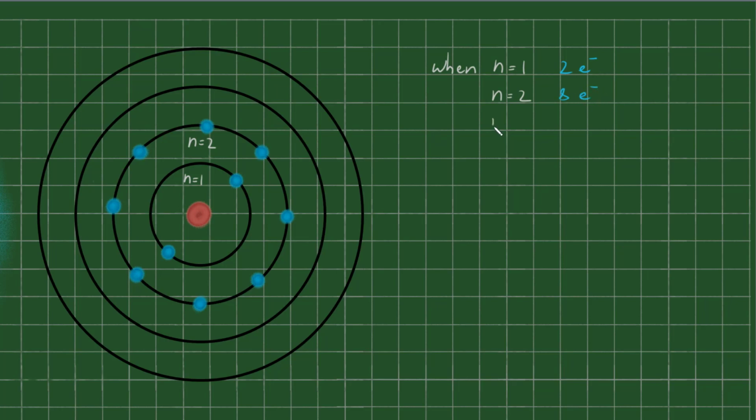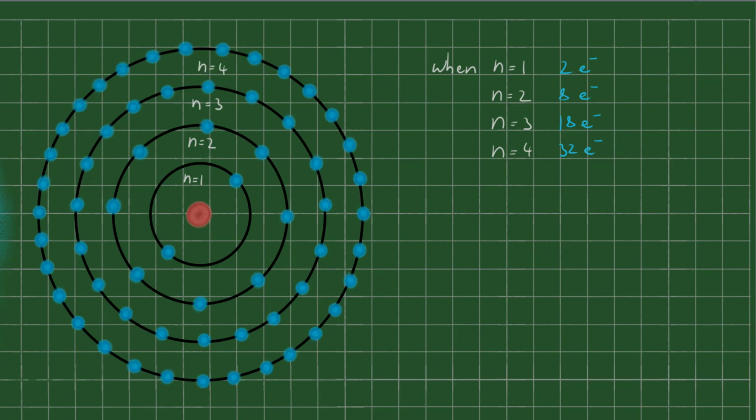What happens when n equals 3 and when n equals 4? Well, when n equals 3, there can be 18 electrons. And here they are. When n equals 4, there can be 32 electrons. And here are those electrons as well. There are energy levels beyond 4, but for now we are not going to worry about them. Finally, I would like to foreshadow some things. So remember, n stands for principal quantum number.